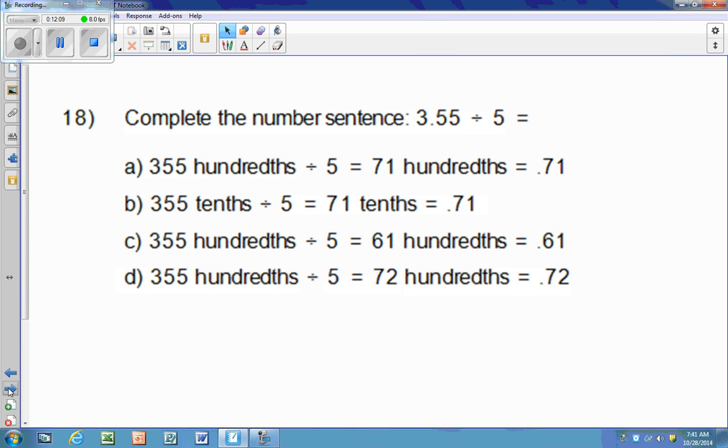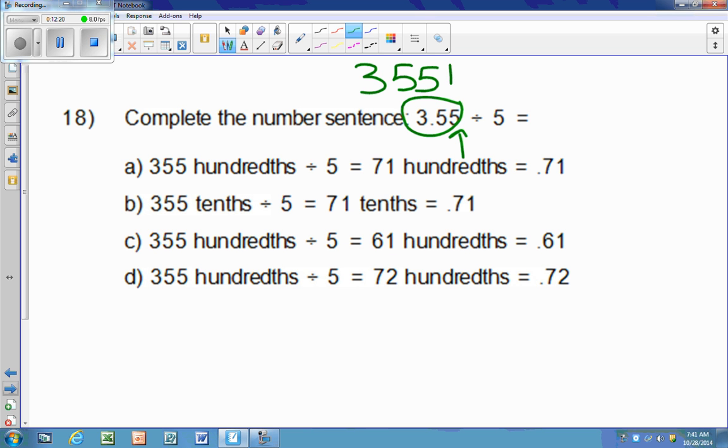Number 18, it says complete the number sentence. So I have this number right here, and since it ends in the hundredths place, we know that I'm talking about 355 hundredths. That's how I figured that part out, is that it ends in the hundredths place. That's how many I have. So if I look through this, choice B cannot be the answer.